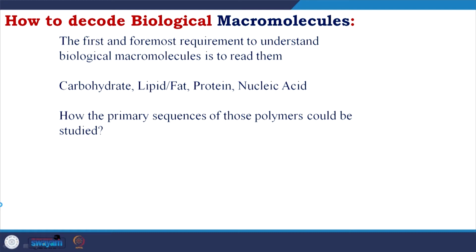So, how could the primary sequence of those polymers be studied? What are the challenges in studying them? What are the possibilities of improvement, in terms of instrumentation and technical development, where people are working? We will try to make a preliminary discussion. This is not the core topic of our study, but I sincerely believe that if you do not know how to read the basics, you should not go to the higher level. So, let us start with reading carbohydrates.